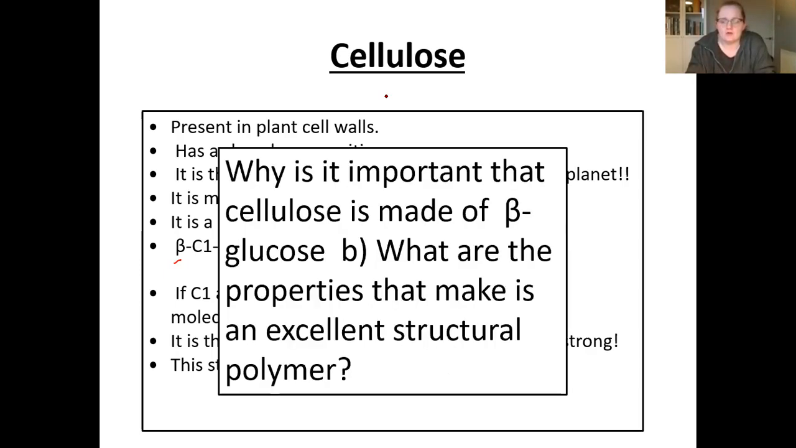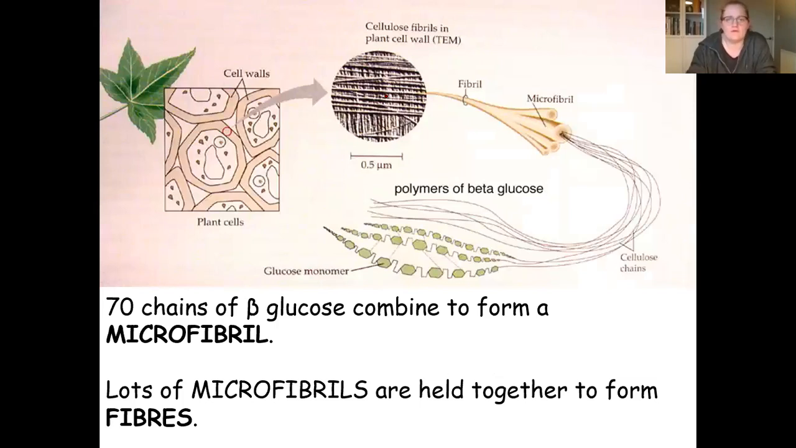And let's have another look at cellulose. So here's our cell walls, and this is what I'm talking about when we say microfibrils. These microfibrils look almost like pieces of cotton, and these are polymers of beta glucose. So if we look, we have a glucose monomer here. We join them together and we start to get polymers of beta glucose, and we get these cellulose chains. Lots of cellulose chains together make a microfibril. Lots of microfibrils together make a fibril. And then these are found in our cell walls.